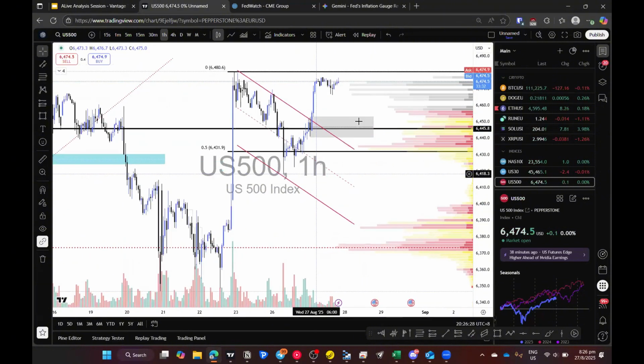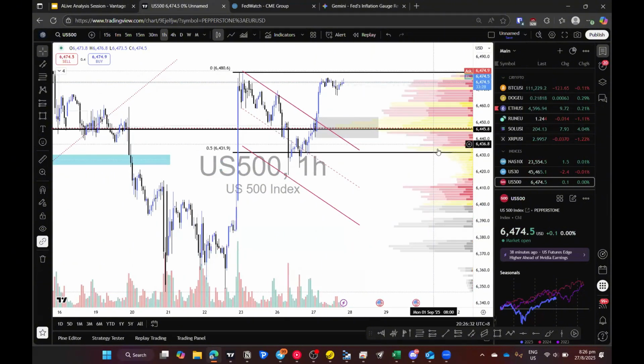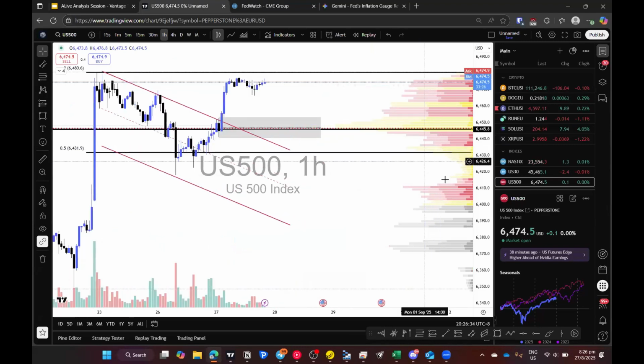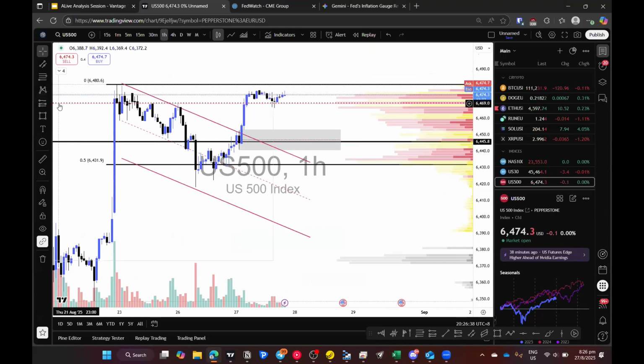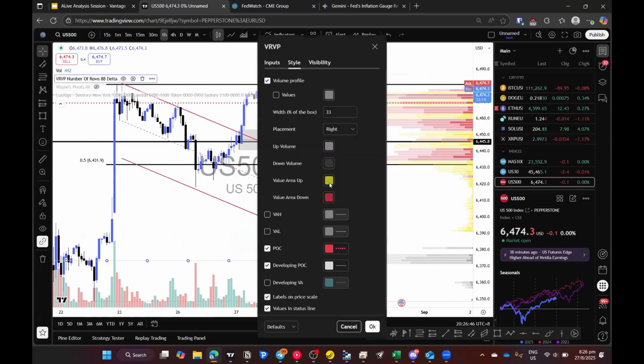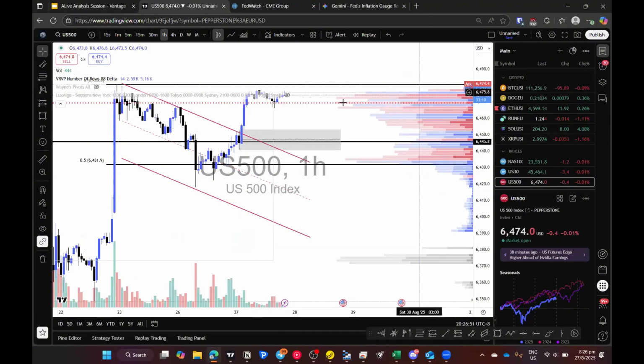And you guys can see I've placed this red and yellow volume profile at the side. Let me just change the colors. Change to blue. Okay. So a lot of volume coming up here.